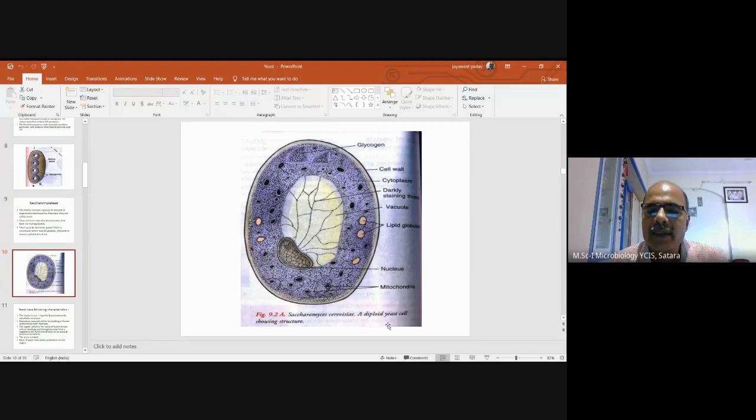Saccharomyces cerevisiae, a diploid yeast cell showing its structure. This is the diploid yeast cell structure. Haploid and diploid, these are the mating types of the yeast. Cell wall, cytoplasm, darkly stained, etc.